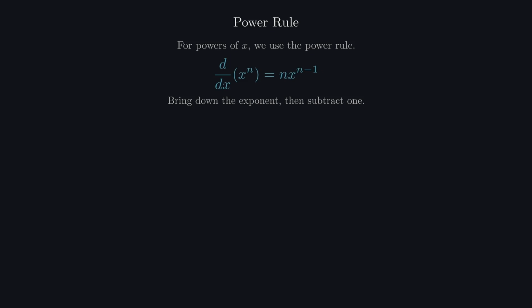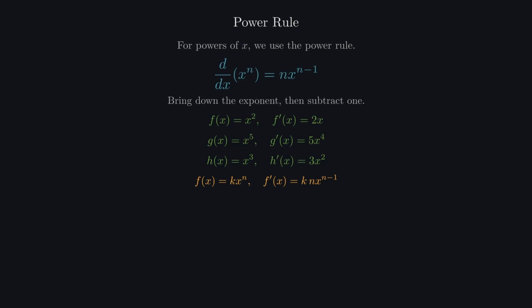Let's see a few simple examples. If f of x equals x squared, then f prime of x equals 2x. If g of x equals x to the power of 5, then g prime of x equals 5x to the power of 4. If h of x equals x to the power of 3, then h prime of x equals 3x squared.